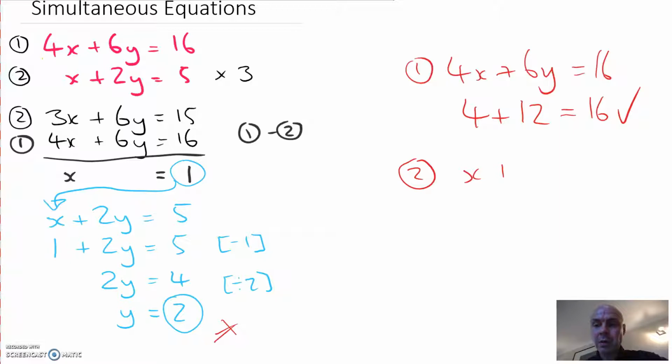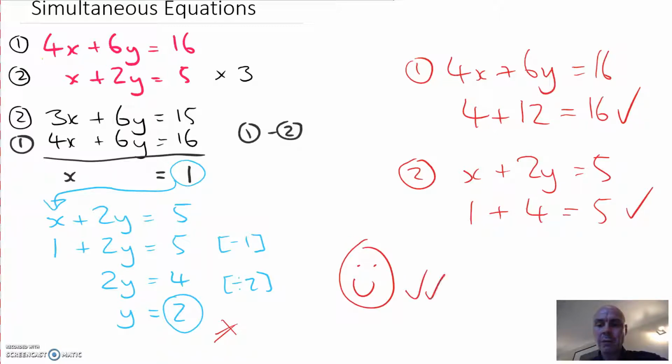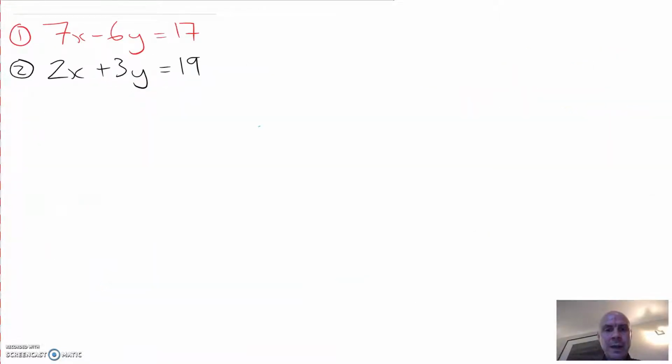We've got x plus 2y equals 5. Okay, so we're going to try our solutions. X equals 1 plus 2 lots of y. 2 times 2 is 4. Ooh, fabulous. Okay, so if our x and our y value work in both of our simultaneous equations, woohoo, we have solved the simultaneous equation.